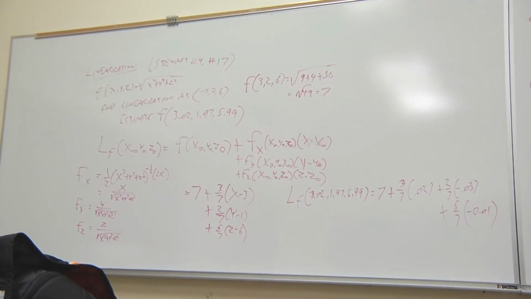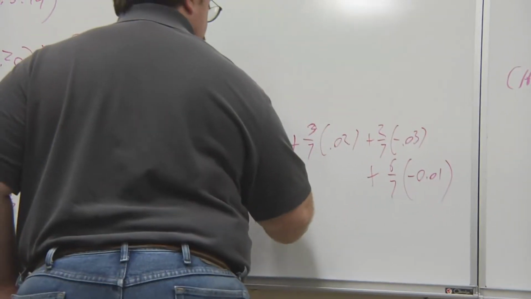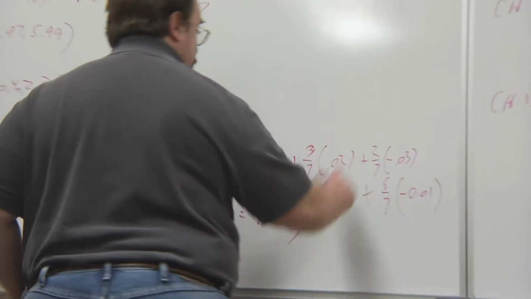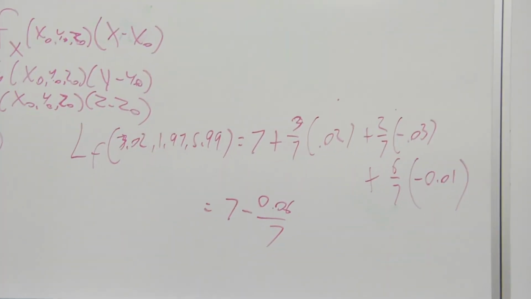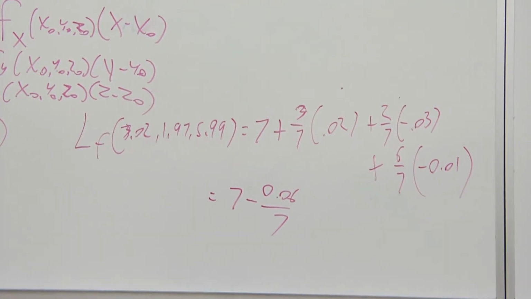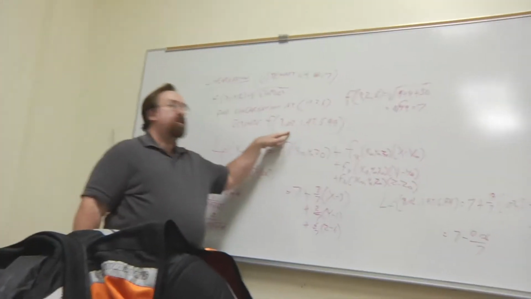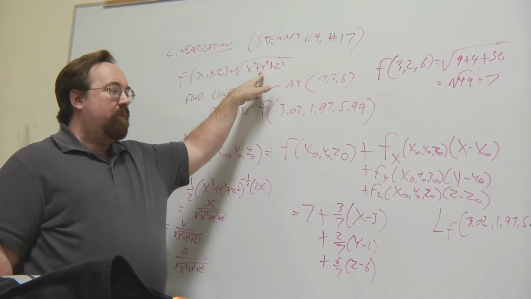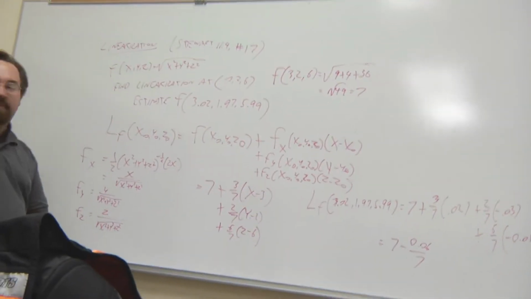That should be 0. So it ends up being 7 minus 0.06 over 7. The other terms, these two, end up canceling out in this case. Right? Now, if you have time, it's a good idea to take the point you're given and plug that into a function directly. And certainly that value should be close to what you get here.